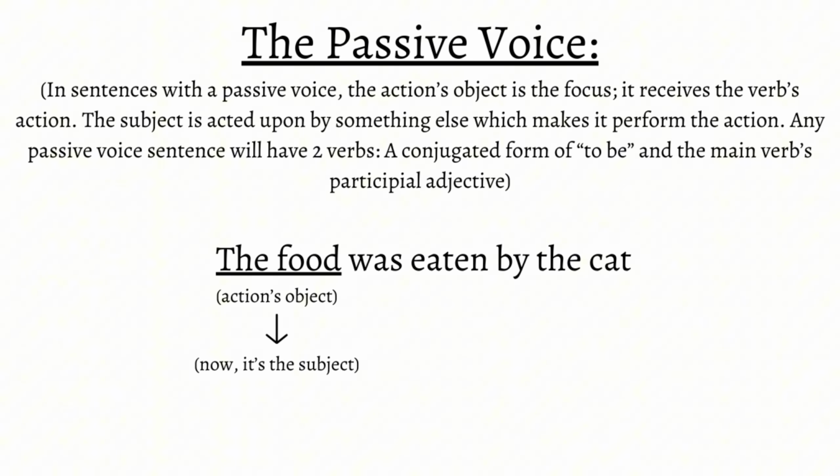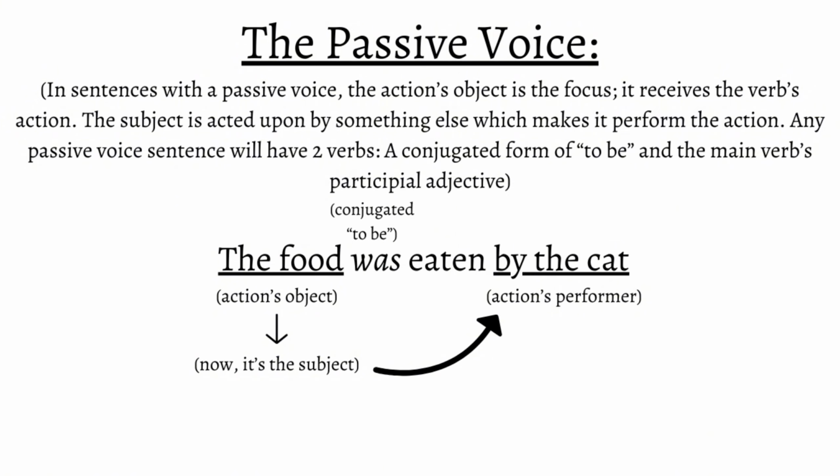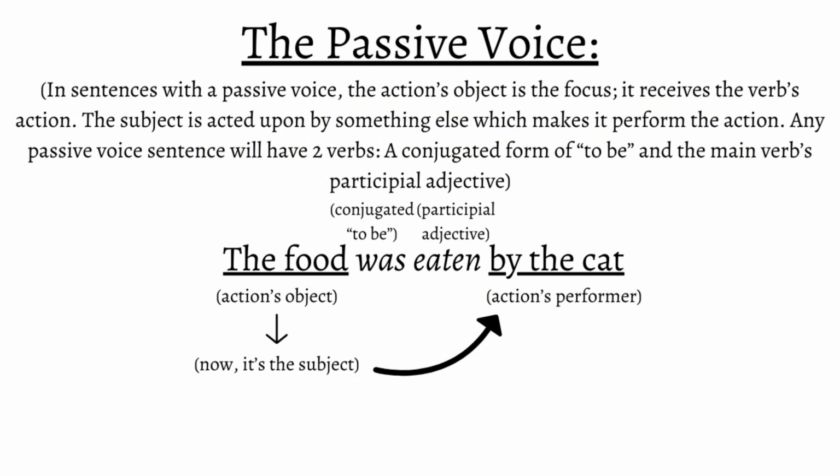So, the food is the subject, but the performer of the action is shown later in the sentence, usually with the preposition by. Once again, there are two verbs in passive voice sentences, a conjugated form of to be, which is was, and the main verb's participial adjective, which is eaten. The food was eaten by the cat. This structure is more indirect because the subject of the clause is the receiver of the action.